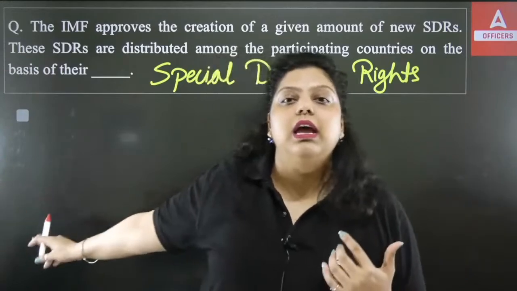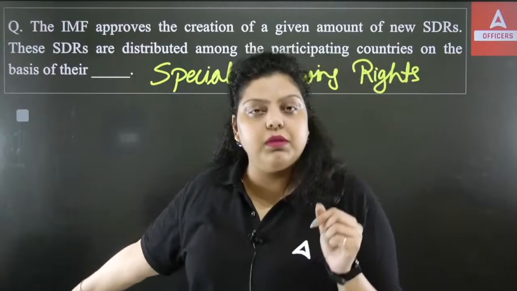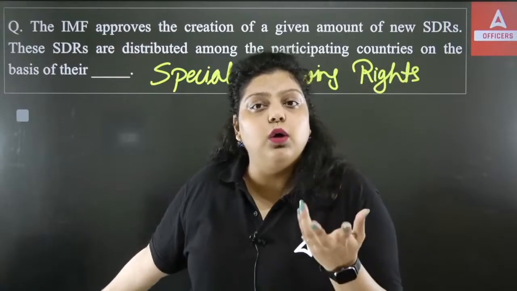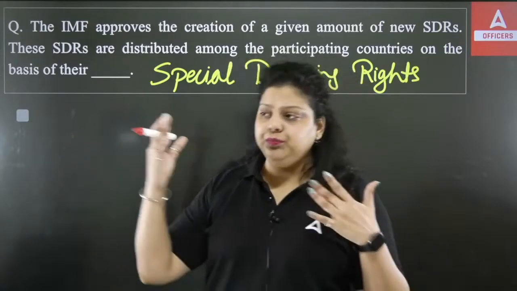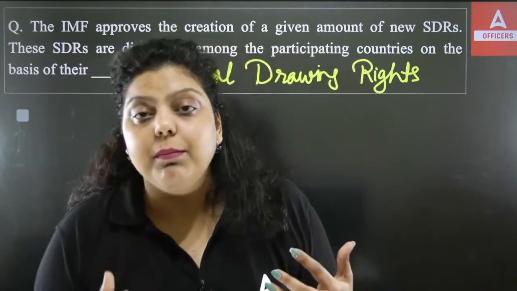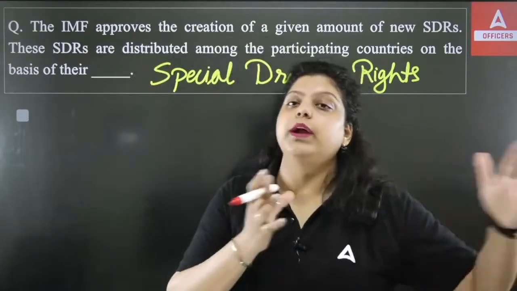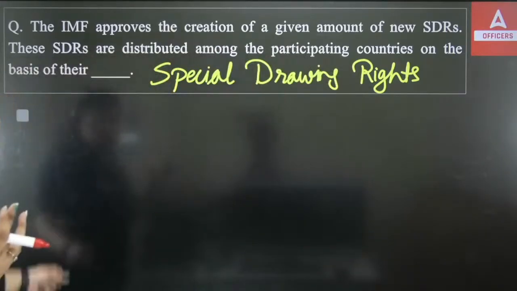The same thing international organizations are doing. They are accepting contribution amounts from the member countries. If you want to become a member, you have to contribute to the international organization. So they are taking contributions from their member countries, and that money they use to provide loans to the countries.